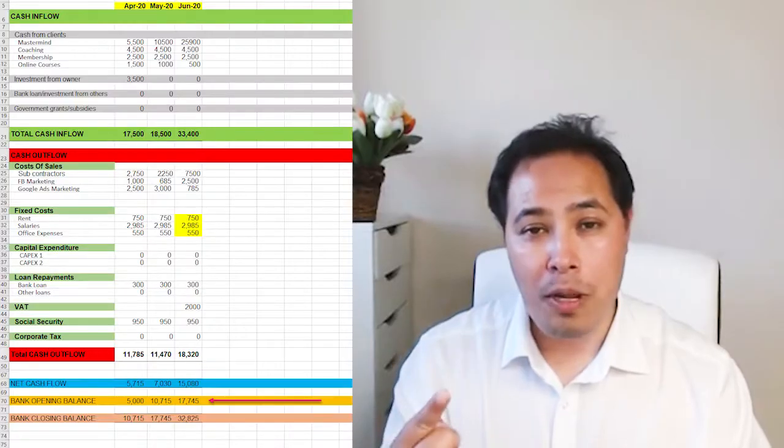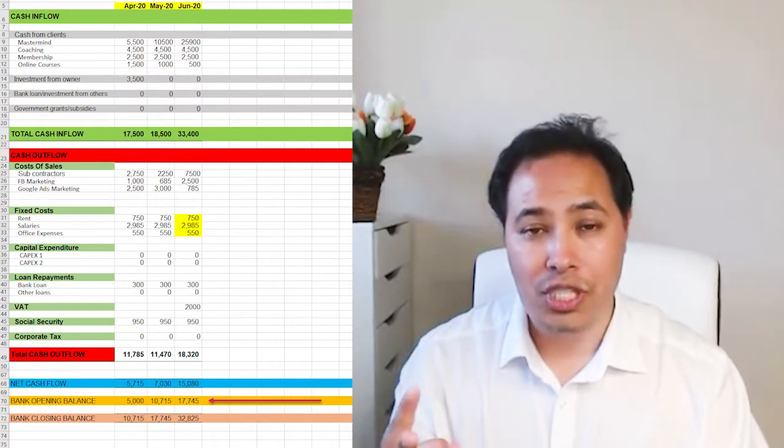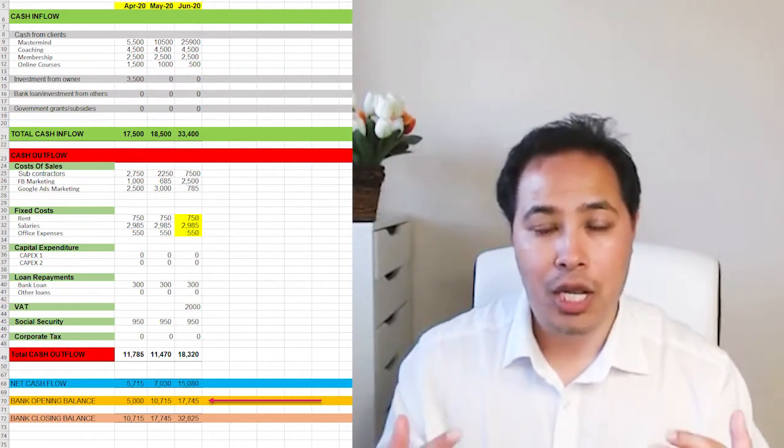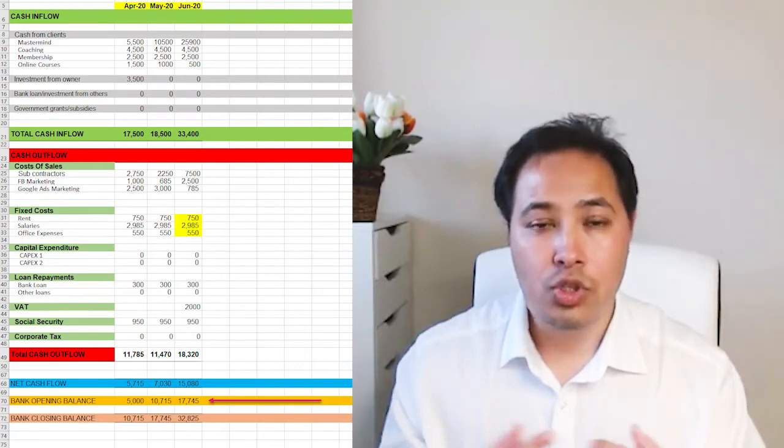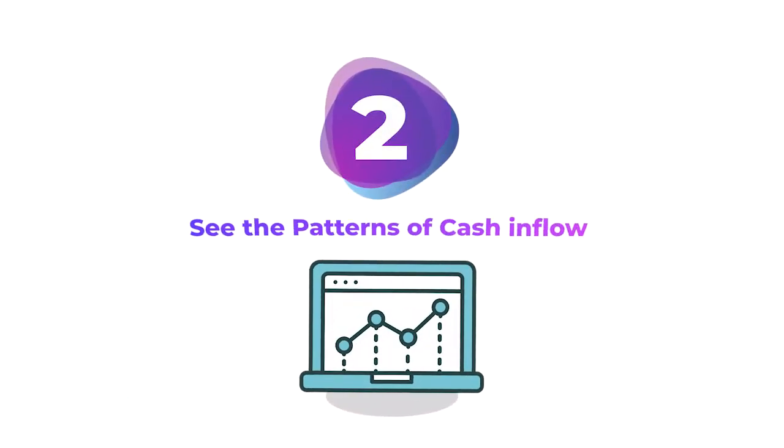In Mega Profit Limited, you can see opening balance, closing balance, total receipts, and total payments agreed between bank statement and cash flow statement. So we have a good starting point. Tick. So let's move on to step number 2. Step number 2, see the patterns of cash inflow. Pay attention to the pattern of cash inflows. Which products are bringing in more cash inflow and which ones are doing the opposite.